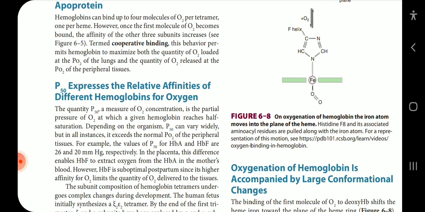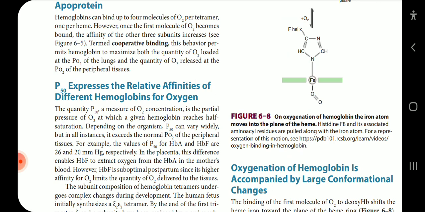P50 expresses the relative affinities of different hemoglobins for oxygen. The quantity P50, a measure of O2 concentration, is the partial pressure of O2 at which a given hemoglobin reaches half saturation. Depending on the organism, P50 can vary widely. But in all its instances, it exceeds the normal PO2 of peripheral tissues.